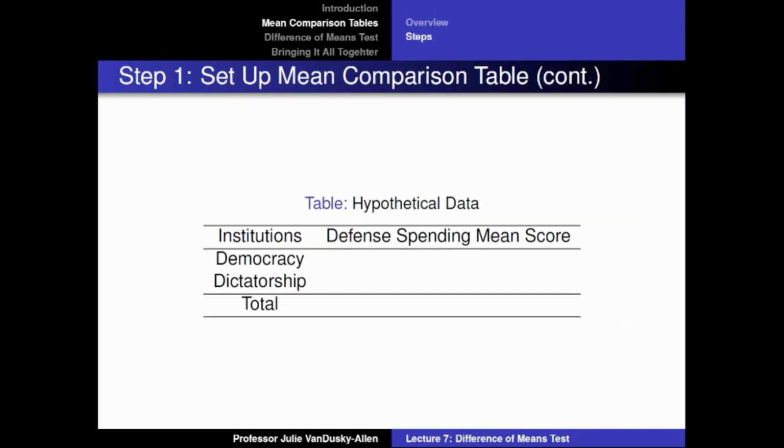So in our example, since institutions was the independent variable, I put the term institutions in the first column heading. Then I wrote democracy and dictatorships in the next two rows underneath, as they are the categories of the independent variable. Then I made a total row at the bottom. Last, I placed the term defense spending mean score in the subsequent column heading.